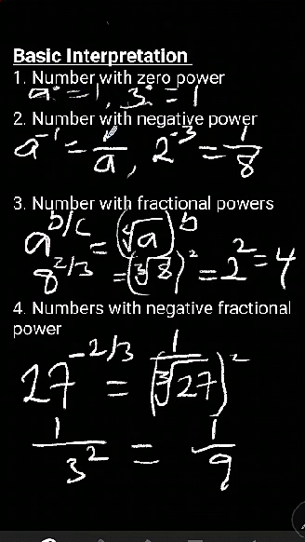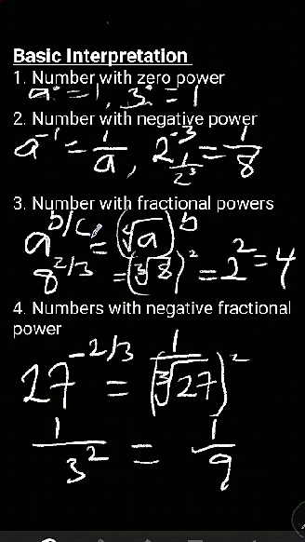So let's look at number with negative power. So a raised to power minus 1. This is taken as reciprocal of the result remaining when the negative has been taken away from it. So a raised to power minus 1, that is 1 over a, and 2 raised to power minus 3. So when the negative power has been taken away, we have reciprocal of the result remaining. That is, here we have 1 over 2 raised to power 3, and 2 raised to power 3, that is 8.